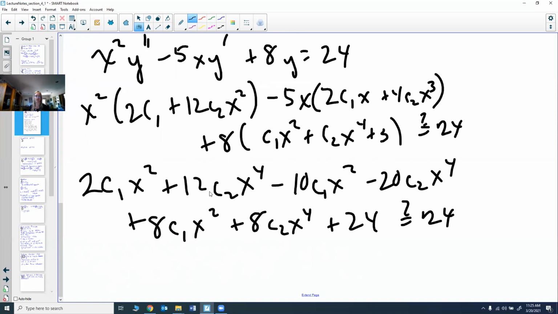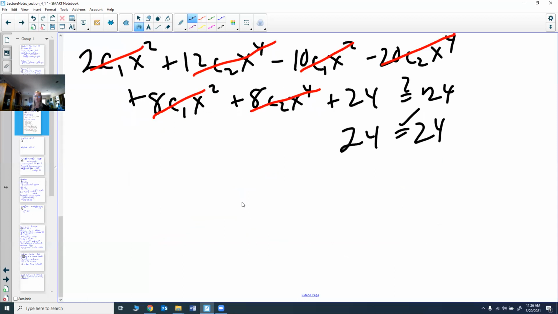So hopefully all the x squared terms and x to the fourth terms cancel out. So let's see, we have 2c1x squared minus 10c1x squared, which is minus 8c1x squared, and we have a plus 8c1x squared. So all the x squared terms just canceled. We have a 12c2x to the fourth minus 20c2x to the fourth, which is minus 8c2x to the fourth, and we have a plus 8c2x to the fourth. So those cancel. And then we're left with 24 equals 24, which of course is true. 24 definitely equals 24. So that means it is a solution.